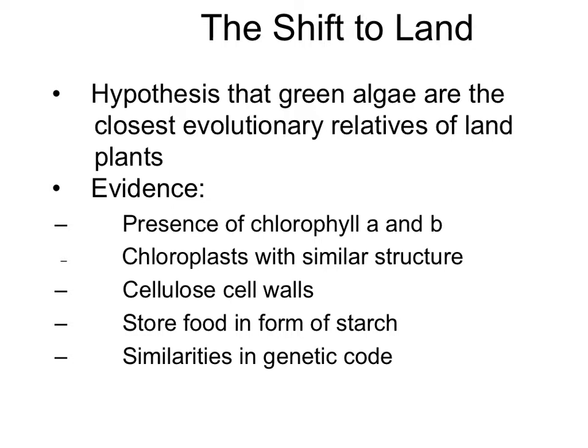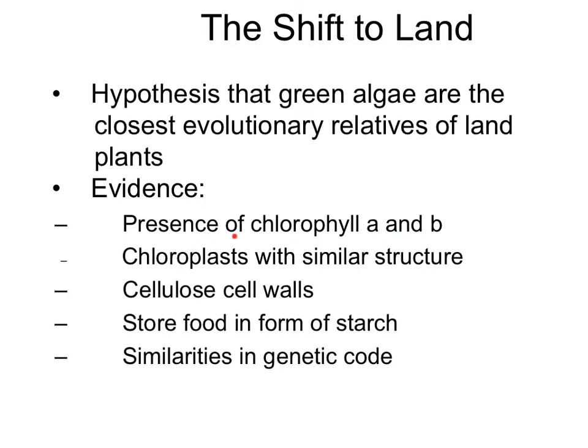So, there is a hypothesis that green algae are the closest evolutionary relatives of land plants. So green algae, if you recall, those are protists, and you will see either older classification models or different classification models that actually put green algae under Kingdom Plantae, but we're going to stick to protists. Now, there's some evidence that leads us to believe that these green algae are the closest evolutionary relatives to land plants.